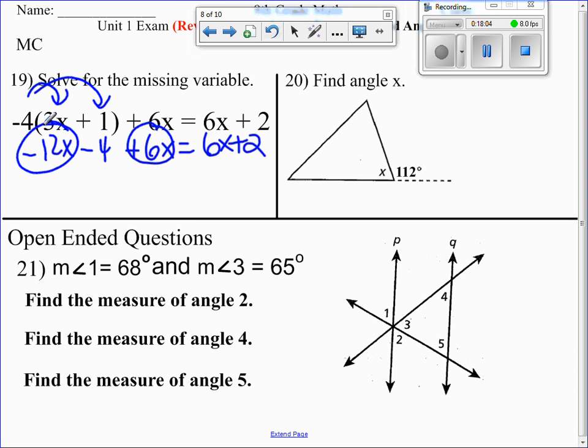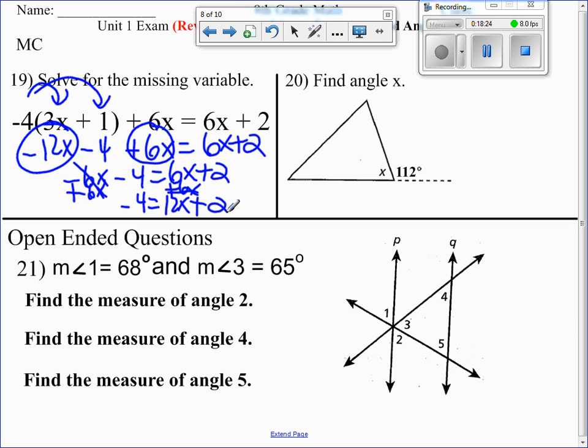So I'll combine like terms. I'll get negative 6x minus 4 equals 6x plus 2. Add 6x to both sides because this is a negative 6x. And I get negative 4 equals 12x plus 2.